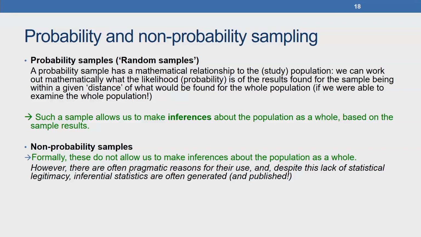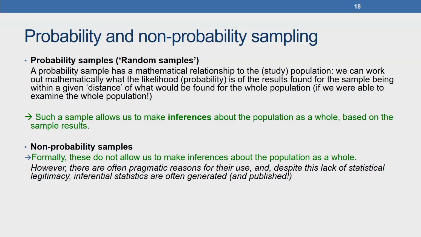So, it is one of the purest forms of probability samples, where it shows a mathematical relationship to the study population, and we can work out mathematically what is the probability of the results found for the sample being within a given distance of what would be found for the whole population. So, such a sample allows us to make inferences about the population as a whole based on the sample results. So, if we want representativeness to be the hallmark of our study, it is usually advisable to draw a random sample based upon the techniques of sampling.